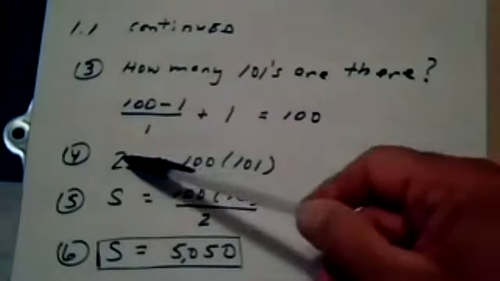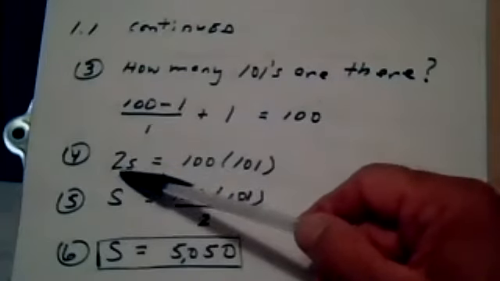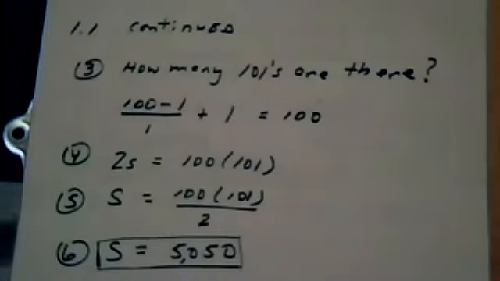Now that you have this equation, isolate the S, which is the sum we're looking for, by dividing both sides by a 2. All you have to do is this portion, and that gives you a sum of 5,050.